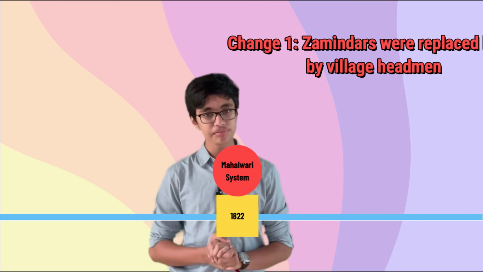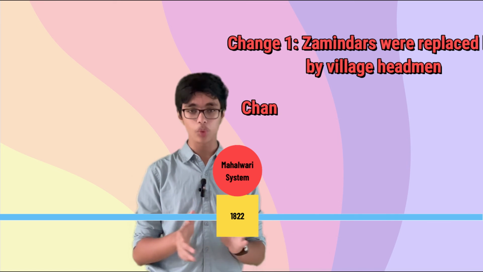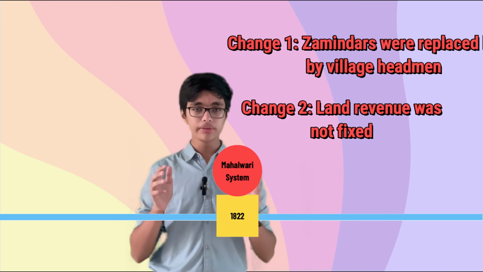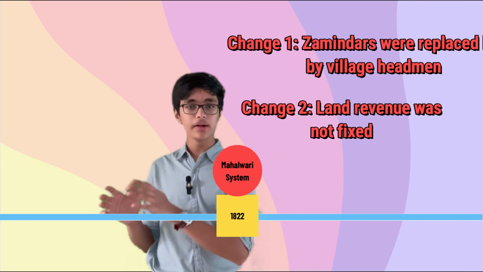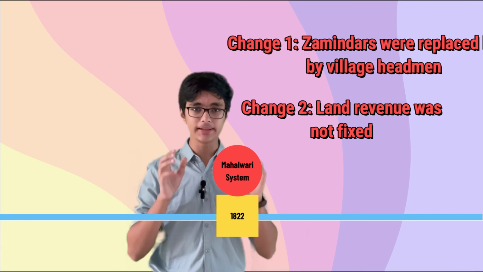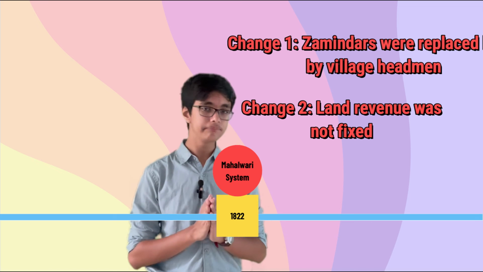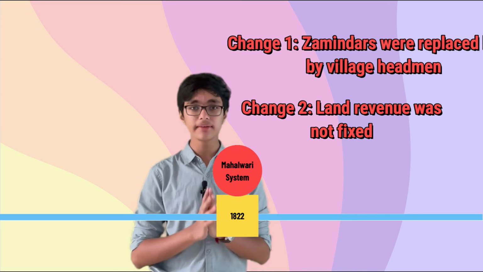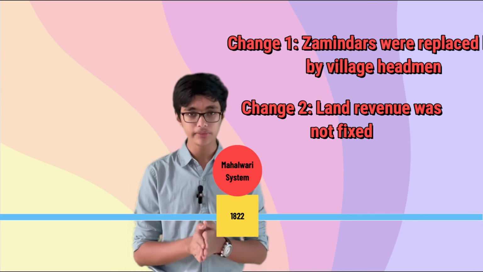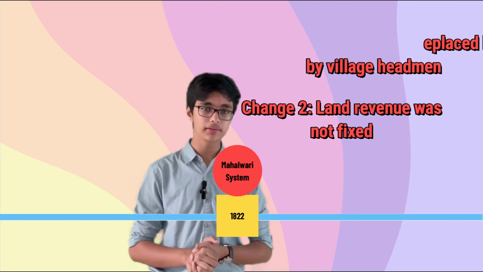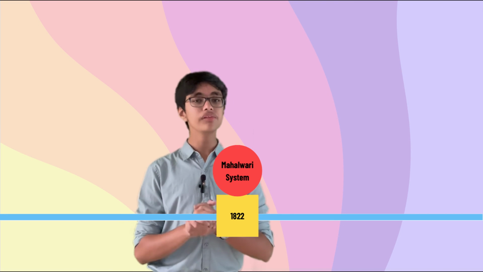The second change was the fact that land revenue was not fixed. So, what they would do is they would send company officials to each of these mahals to inspect the land and to inspect the market. And based on that, rates would be changed so that the company would be in profit when they had to and would be in loss when they had to, so that all of their revenue collection was justified.